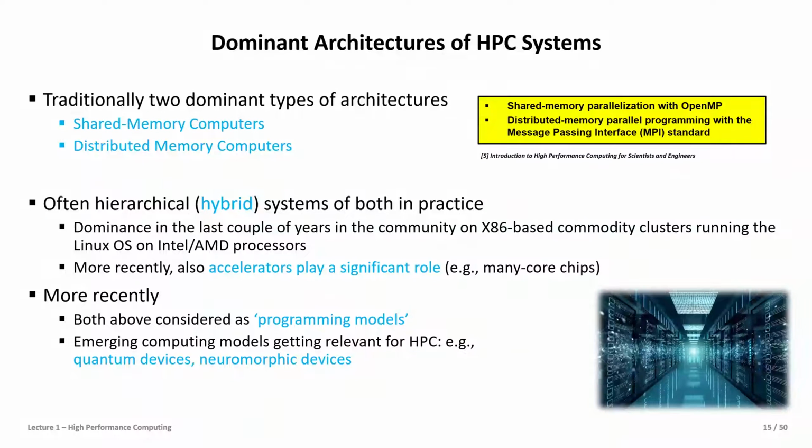Hence, let us talk now in the remaining time a bit about dominant architectures, bringing all these CPUs together on different cards and racks and so on. The way you would see such a system is that you have these two dominant traditional types, shared memory computers and distributed memory computers. But the reality today is that you have both in practice. You have hybrid systems that can be combined, of course. On top of this, we now have the accelerators, so NVIDIA GPU chips and so on as well.